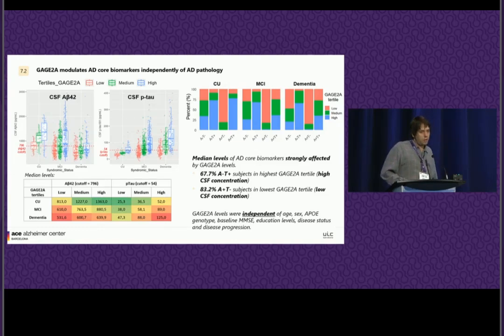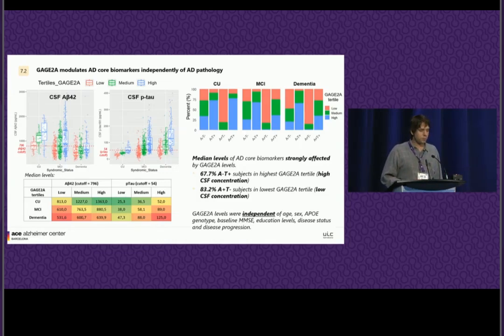And these findings also help us explain some of the intermediate phenotypes found with CSF biomarkers. For example, A-negative tau-positive subjects tend to be in the high CSF concentration group, while A-positive tau-negative subjects tend to be in the low CSF concentration group.